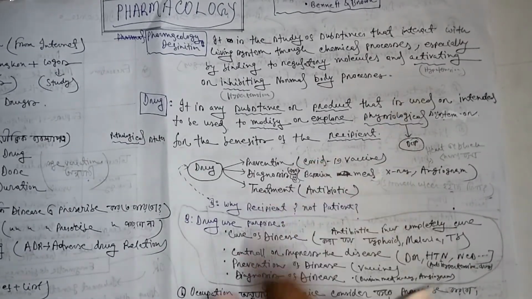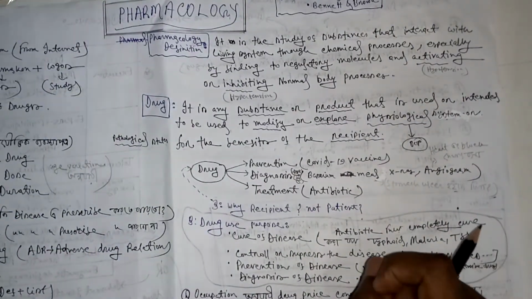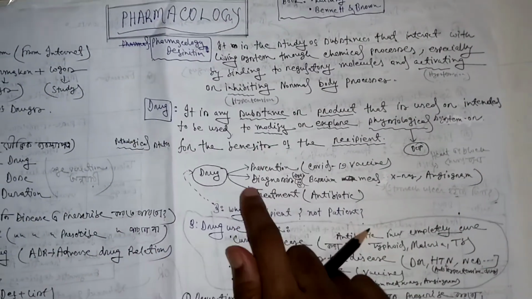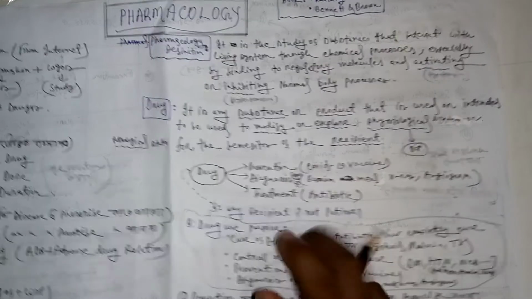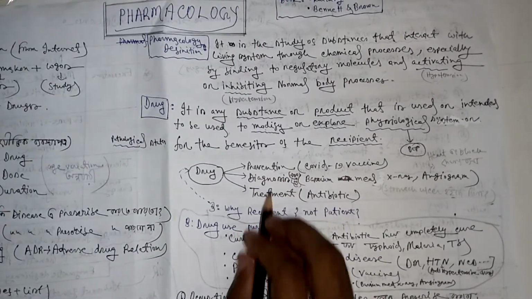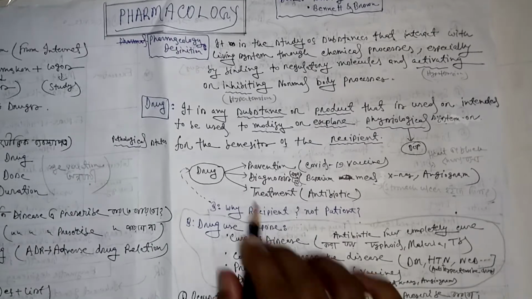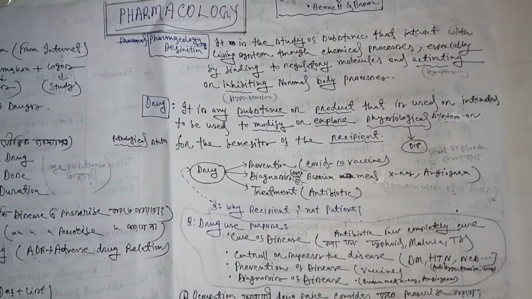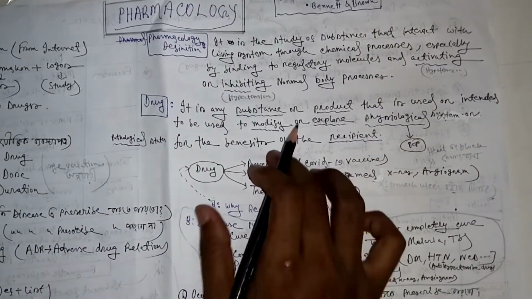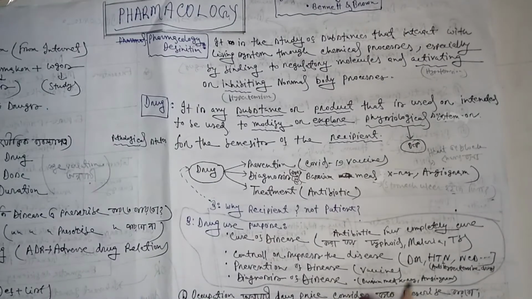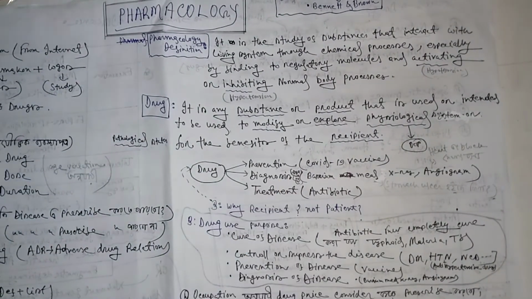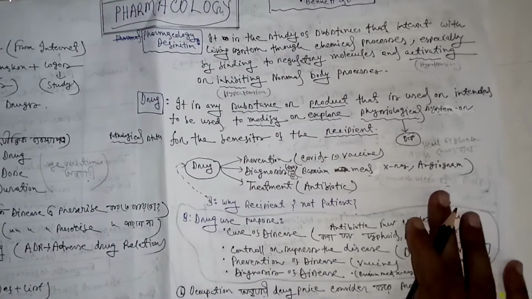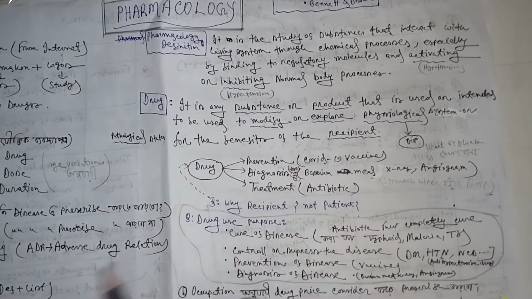So here at first I would like to clarify that a drug is not only used for treatment. A drug is used for the prevention of disease, for the diagnosis of disease, and also for the treatment of disease. So there are three main uses of a drug. We have a misconception that a drug is only used for treatment. No, a drug is also used for prevention, diagnosis and treatment.